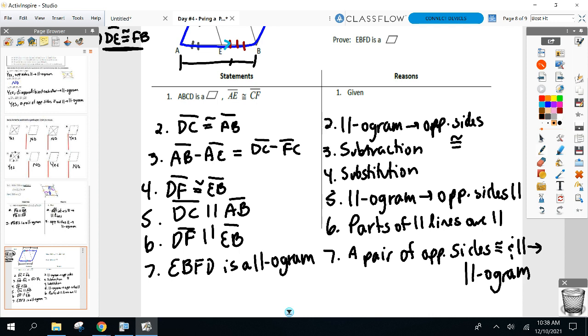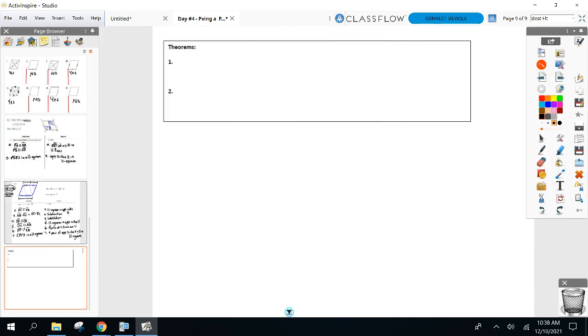All right, so you guys have some time to practice. Let's go over the two theorems here. One we already did, which is if the whole things are parallel, so are the parts. Parts of parallel lines are parallel.